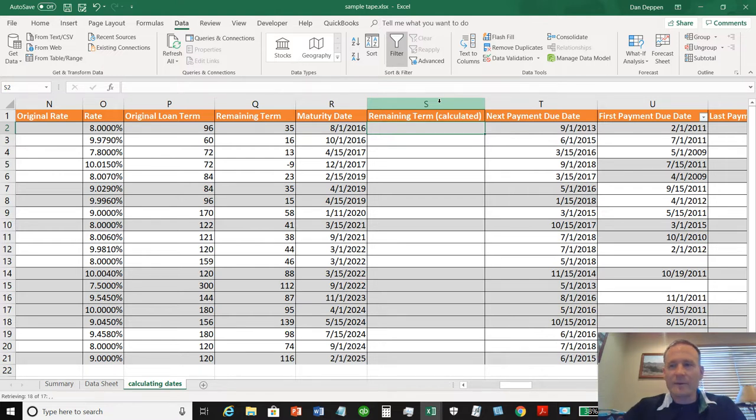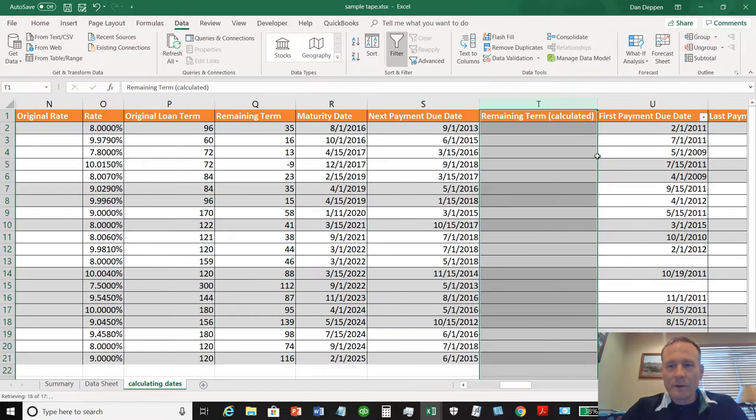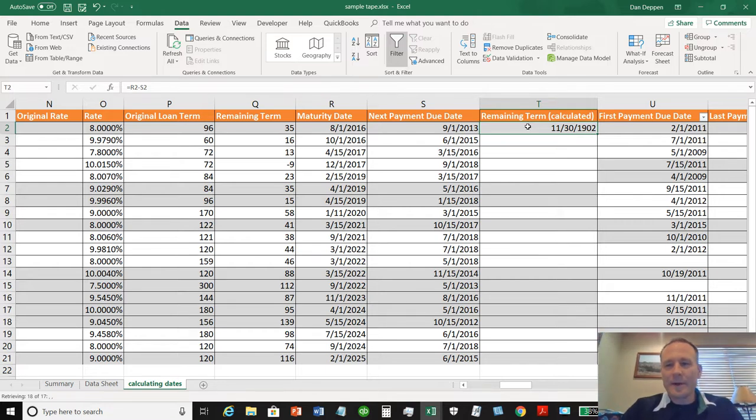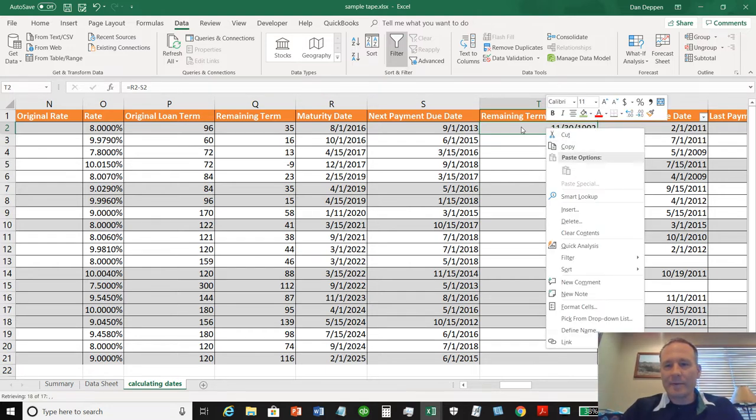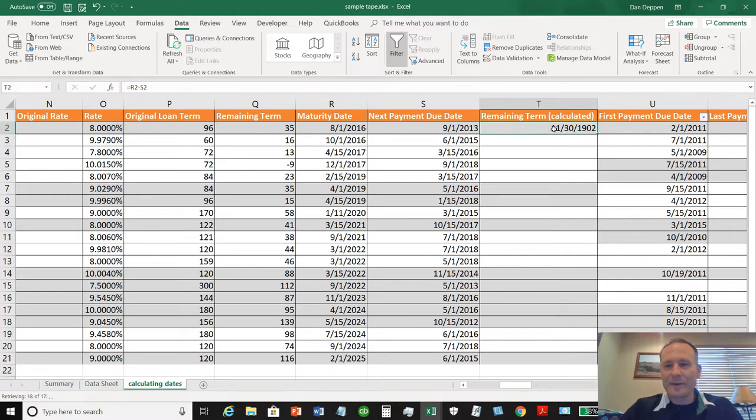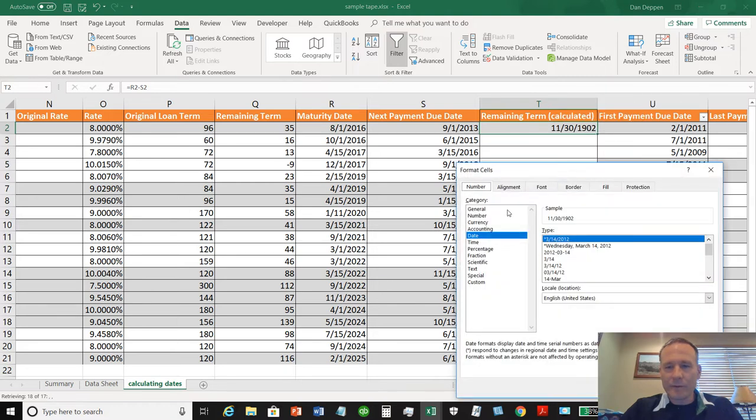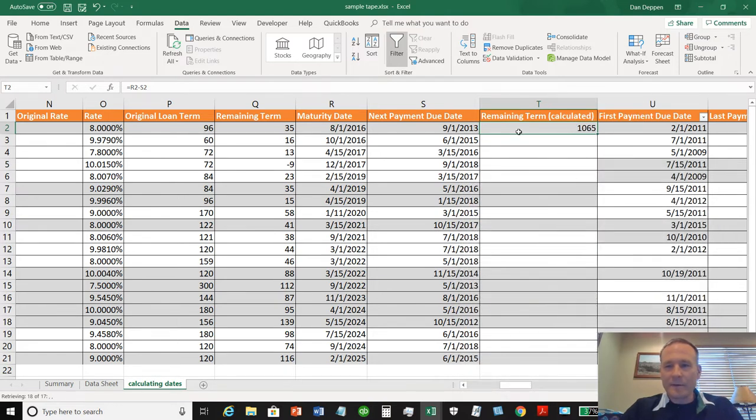So in this case, for a remaining term, and actually I should have put this over here. So I want to know the difference between the maturity date and then the next payment that's due. So this is a pretty straightforward, simple thing, but some people don't realize this in Excel. If I take the difference between two dates, it'll give me the output in days. Now in this case, this column I added was formatted as a date, so it gave it to me as a date, X number of days past the year 1900. But if I change the format to general, it gives me the number of days. So they're 1,065 days behind.